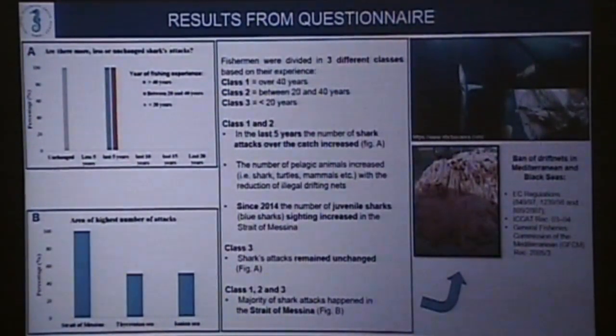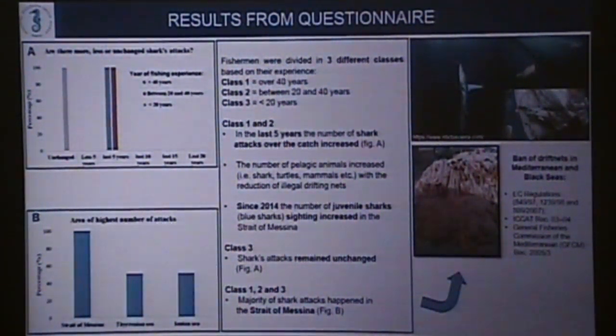Based on the information we obtained, we found that all the fishermen with more than 20 years of experience agree that in the last 5 years, shark attacks on the catch have been increasing in this area. They think the main reason is the reduction of the illegal drift net, which increased not only the shark attacks, but also the presence of different pelagic animals such as turtles, mammals, and sharks. They also observed, since 2014, an increased number of juvenile sharks, mainly blue sharks.